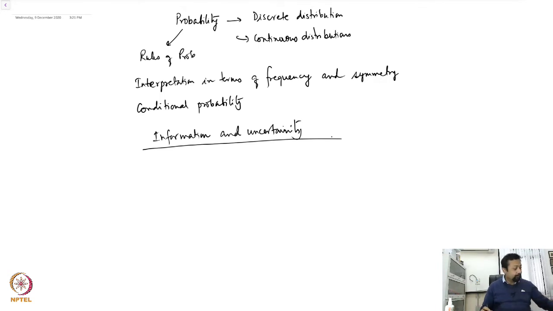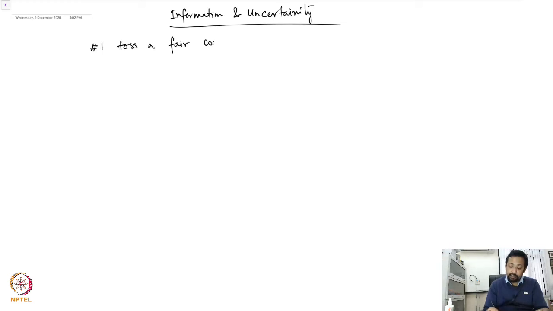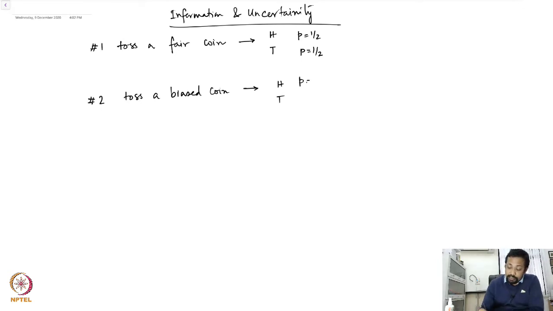Suppose I give you an experiment. For example, the first experiment is I toss a fair coin. Then I know the outcomes are head and tail with equal probability of half and half. The second experiment that I do is toss a biased coin. Now once I toss a biased coin, I will still get the same outcomes, head and tail, but the probabilities will be slightly different, let's say P is 1/3 here and P is 2/3 here.